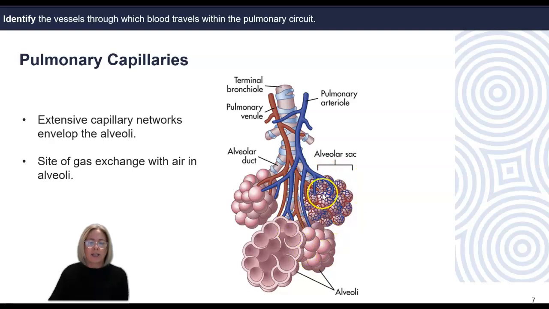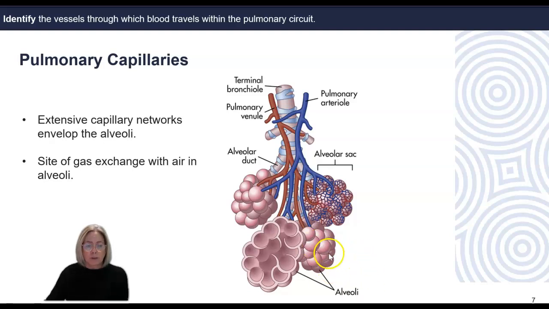So there's literally stacks and stacks of these capillaries that kind of wrap around the alveolar sac like a basket, or, you know, like, I don't know if you ever remember those nets that hold loads of marbles. I'm probably showing my age here. But of course, this is the site of gas exchange with the air in the alveoli.